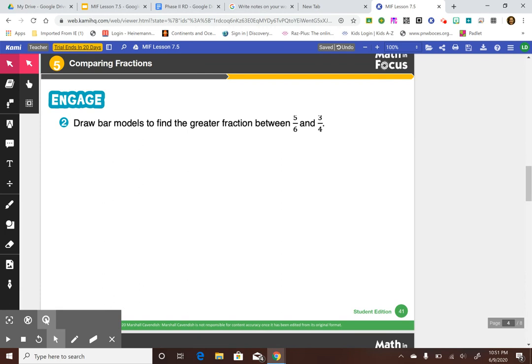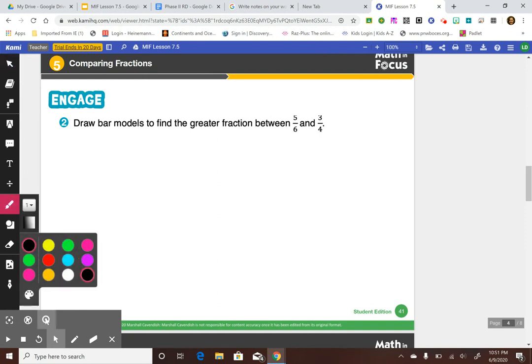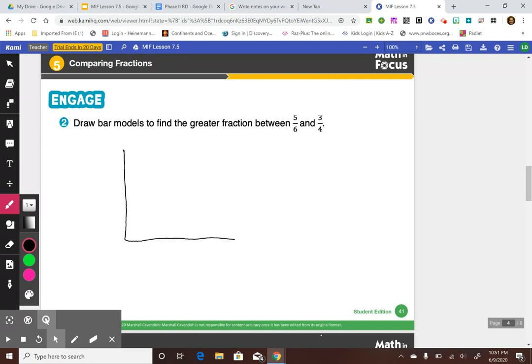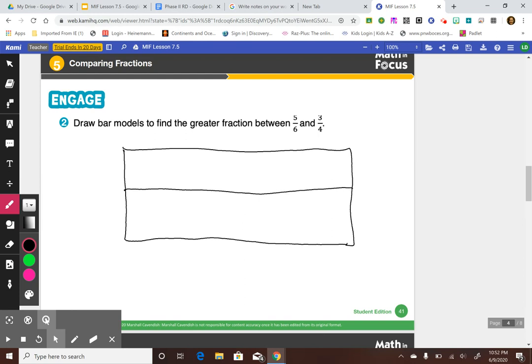Now, use bar models to find the greater fraction between 5/6 and 3/4. You can use that same exact strategy I just showed you. We have two fractions here. Remember, you can only compare fractions from equal size wholes. So if you just make a big rectangle, just like I showed you a minute ago, you'll have two equal size wholes. There are my two totally equal size wholes.